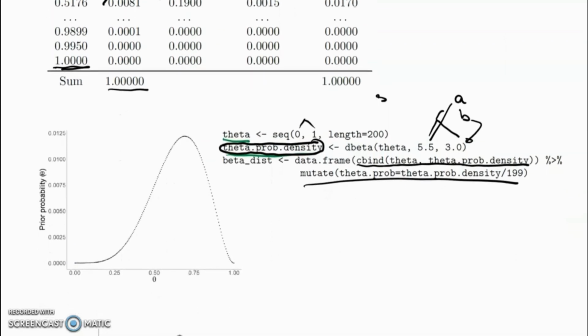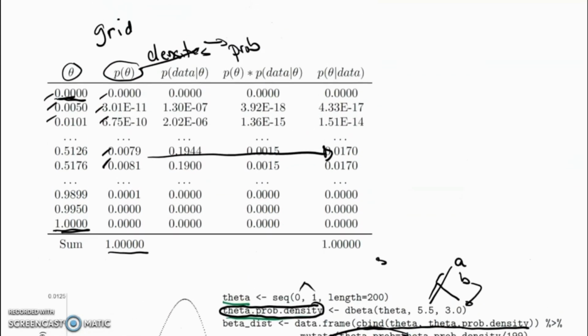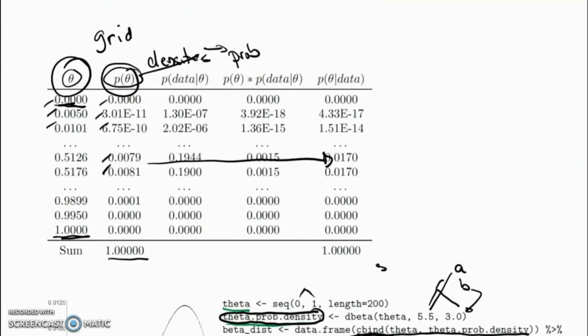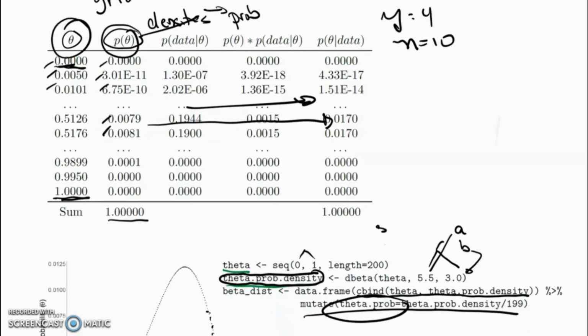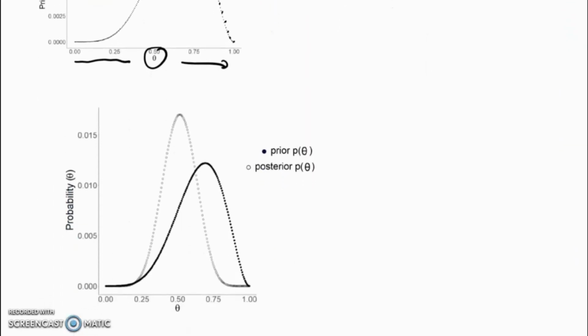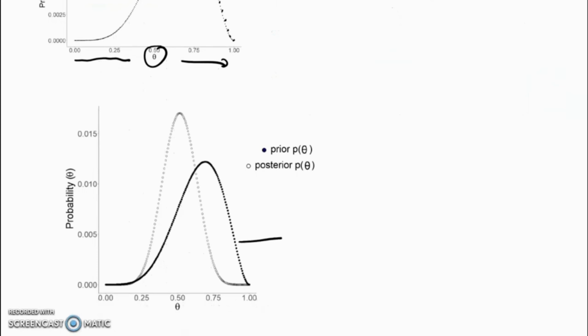In any event, what I'm going to wind up with is a very nice plot of 200 points of probability associated with the theta values that go from 0 all the way to 1. Once I've got those values of theta and the corresponding probabilities, y is equal to 4, n is equal to 10, I can do the calculations. And so I can see that there's my 200 points for my prior.